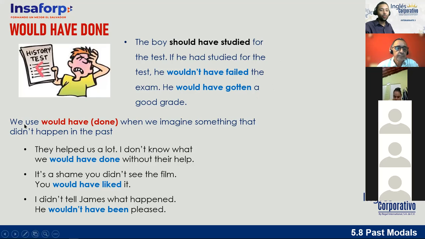So, we use would have plus a past participle, done, when we imagine something that didn't happen in the past. There's a period missing here. Okay. So again, we use would have plus a past participle when we imagine something that didn't happen in the past. Cuando tratamos de imaginarnos algo que no ocurrió, pero que podría haber ocurrido en determinadas circunstancias.